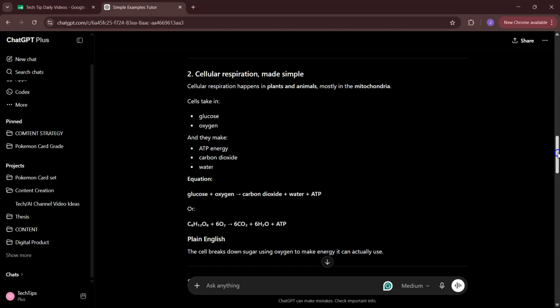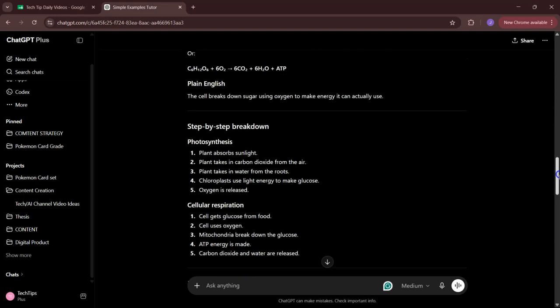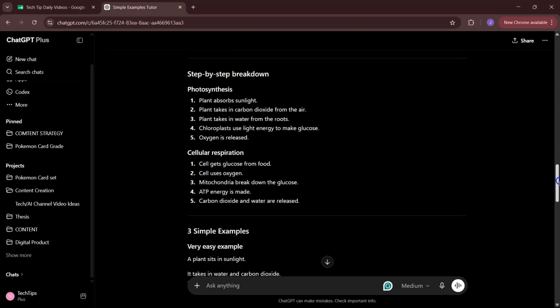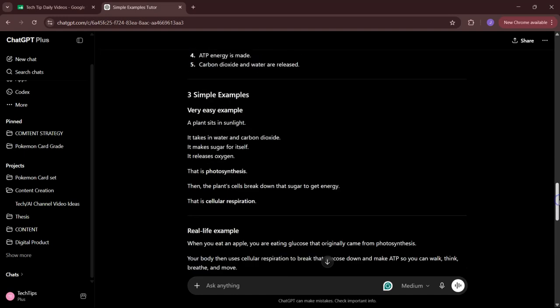It goes over cellular respiration in a simple fashion, and then a step-by-step breakdown of the topics, just like so. We see photosynthesis: plant absorbs sunlight, plant takes in carbon dioxide from air, and on and on, and does the same thing for cellular respiration. And then 3 simple examples. Very easy example: a plant sits in sunlight, it takes in water and carbon dioxide, it makes sugar for itself, and it releases oxygen. That is photosynthesis.